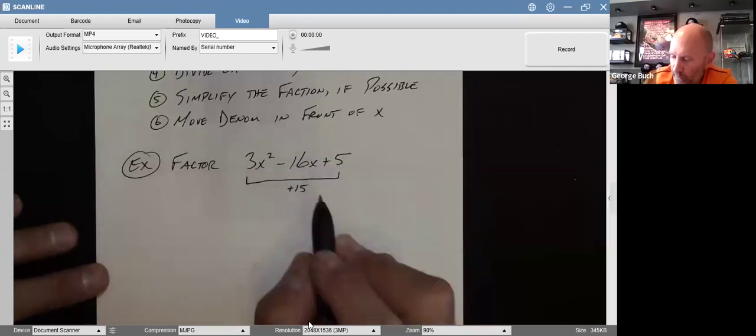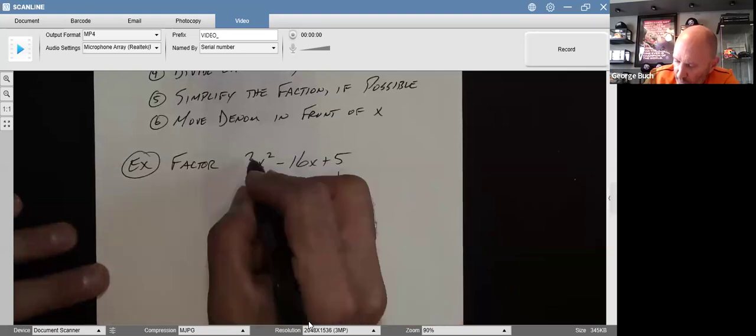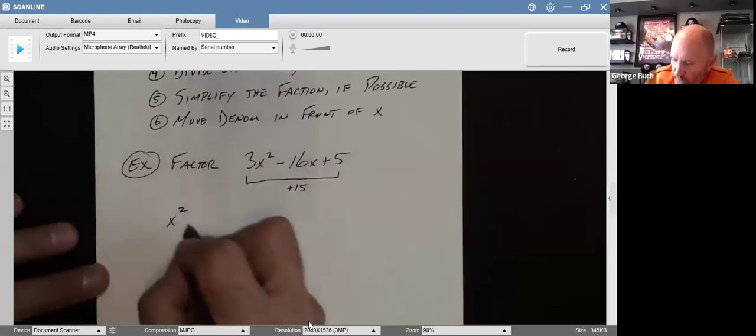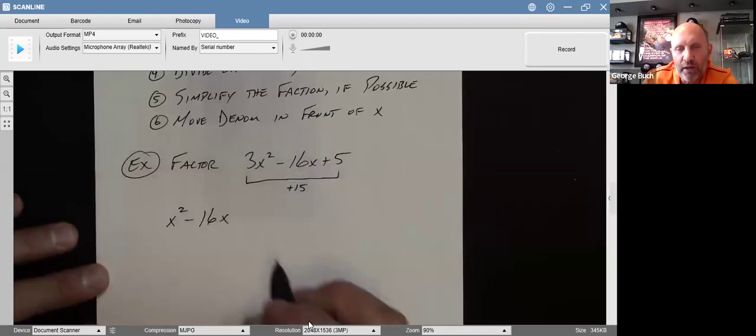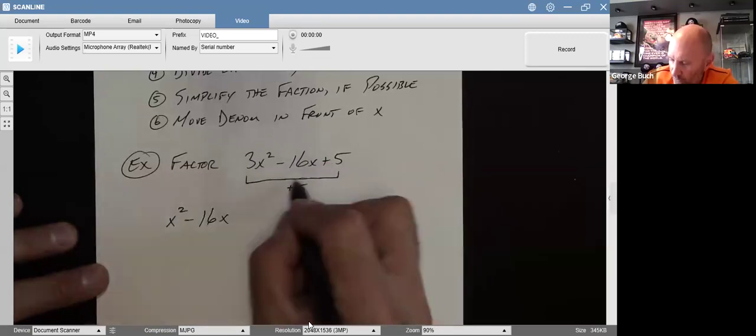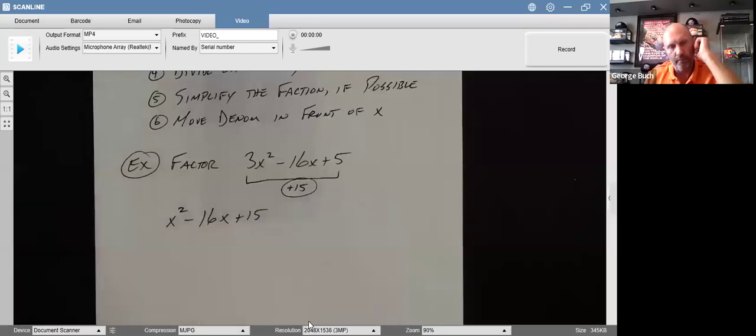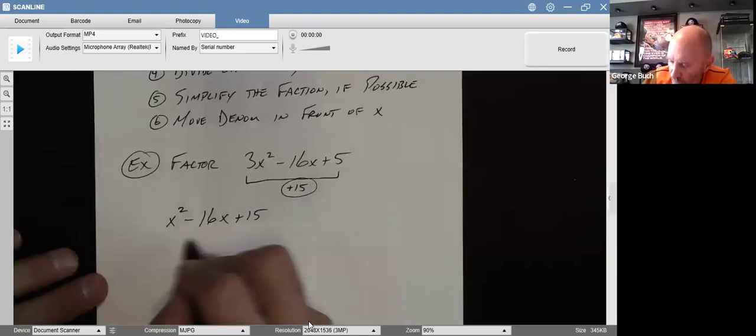Step 2, rewrite it, but now get rid of this 3, so that just becomes a 1 in front. The middle term stays the same, but instead of the plus 5 at the end, I'm going to use this guy, plus 15. Now go ahead and factor this.